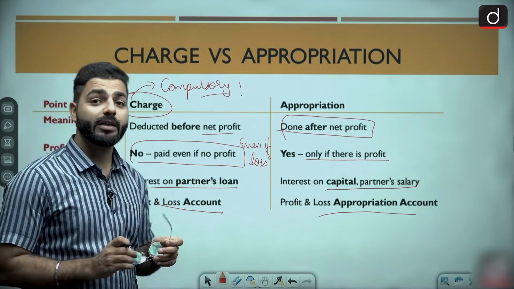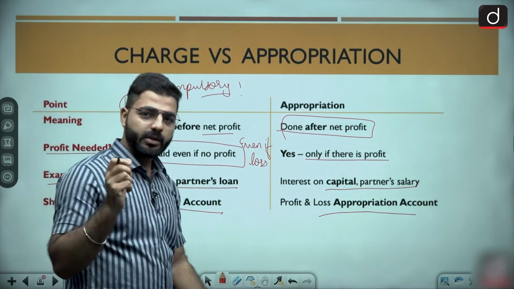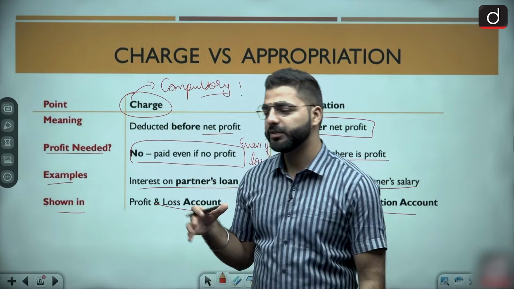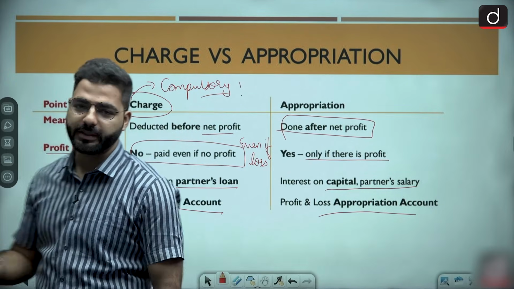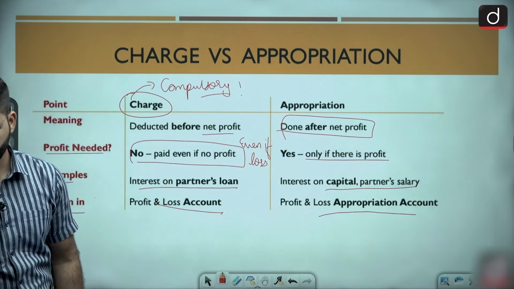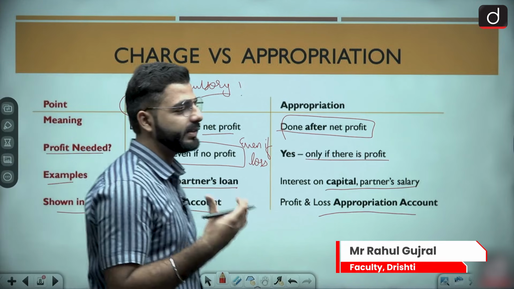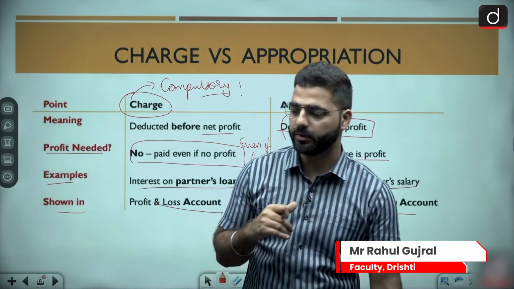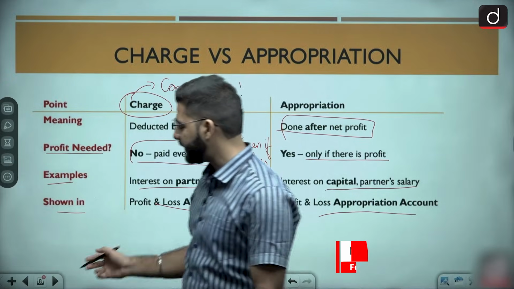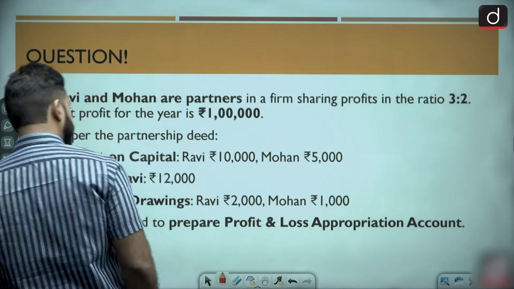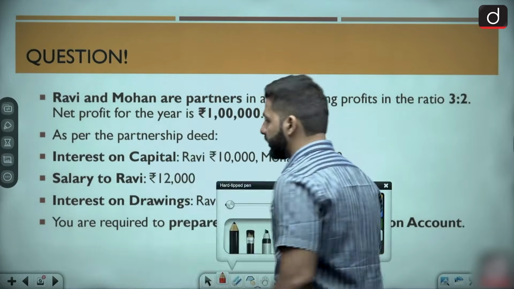So now let us do one question finally. So let us do one question in which we have to prepare a profit and loss appropriation account. So are you ready? Let us do one question where they will ask you to prepare a profit and loss account. Let us do a very basic question to understand. So this is your question. Let us see the main points first.